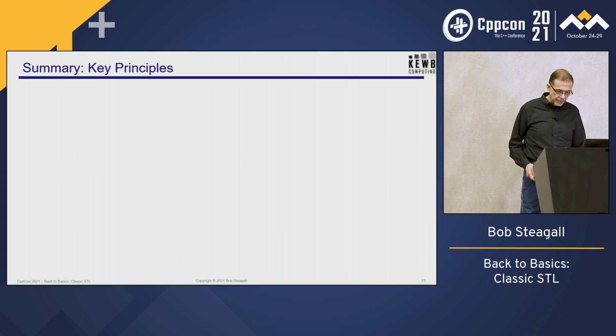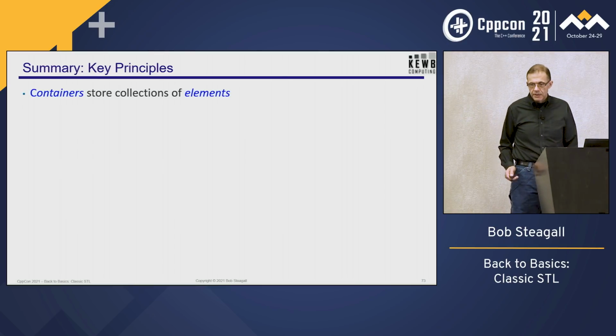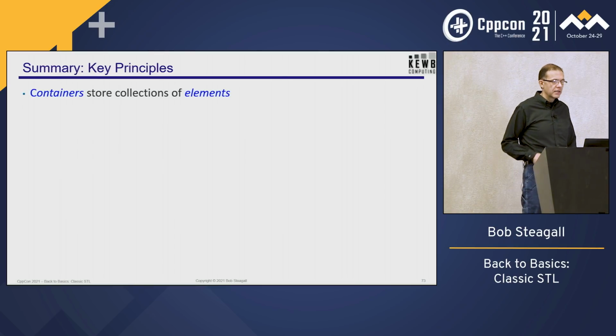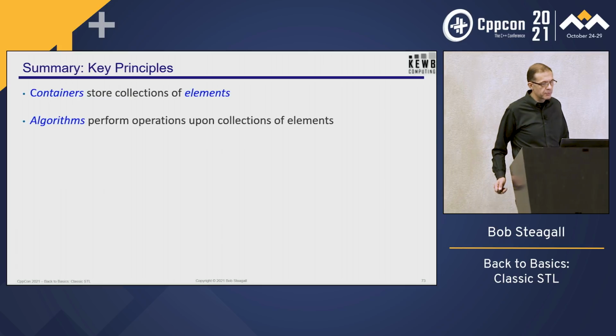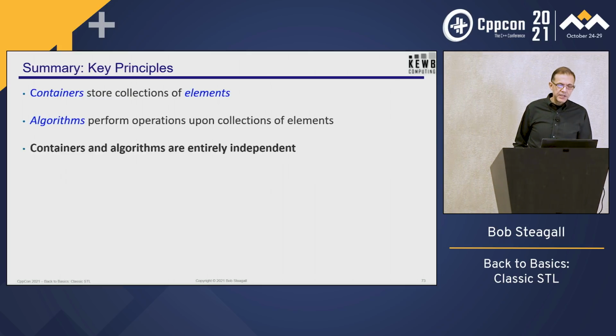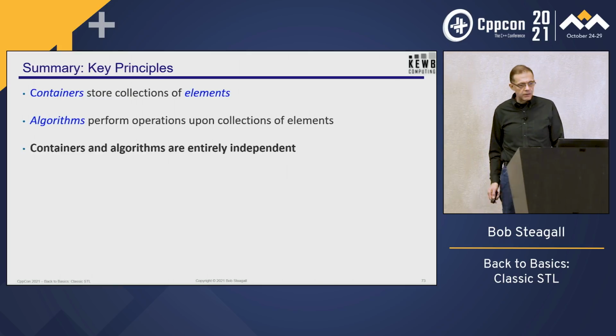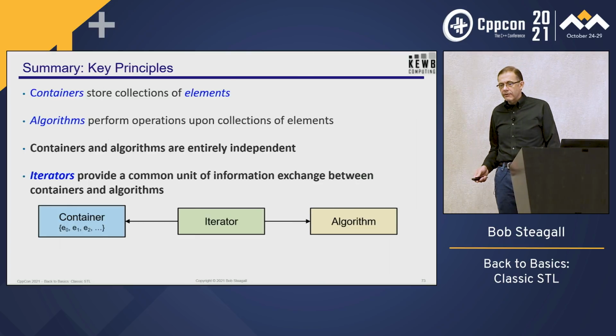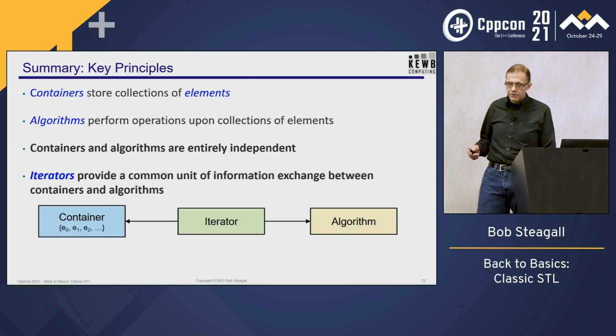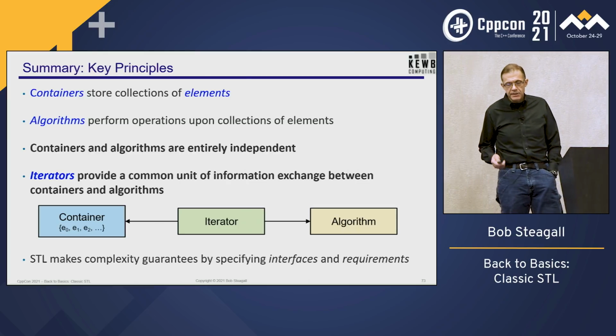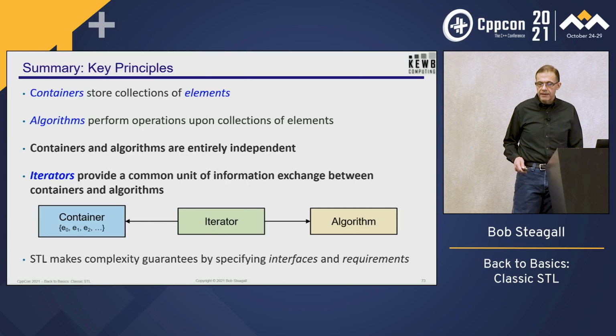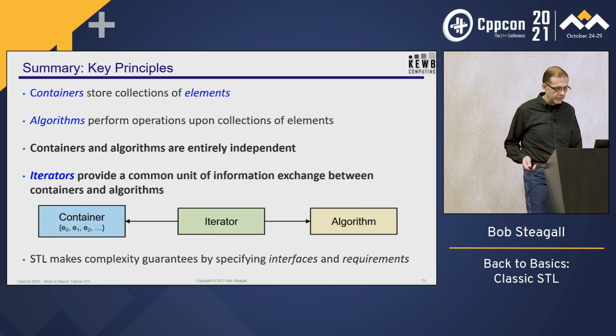So in summary, and I'm a little bit over time here, the key principles, just to reiterate: containers store elements, algorithms perform operations. Containers and algorithms are entirely independent of each other. Iterators provide a common unit of exchange between the two. And finally, STL makes complexity guarantees by specifying interfaces and requirements.